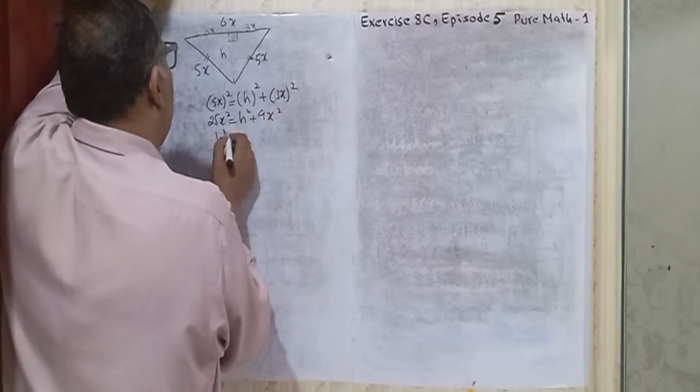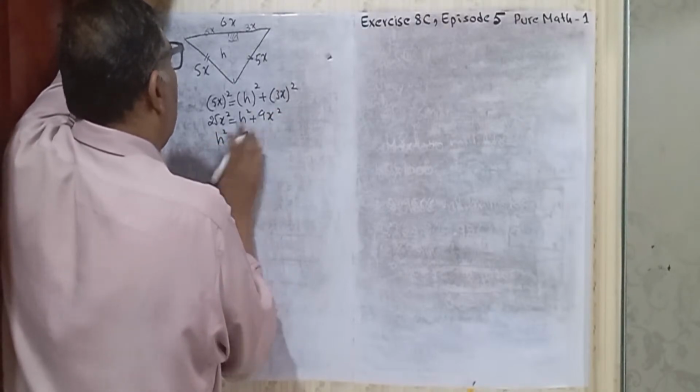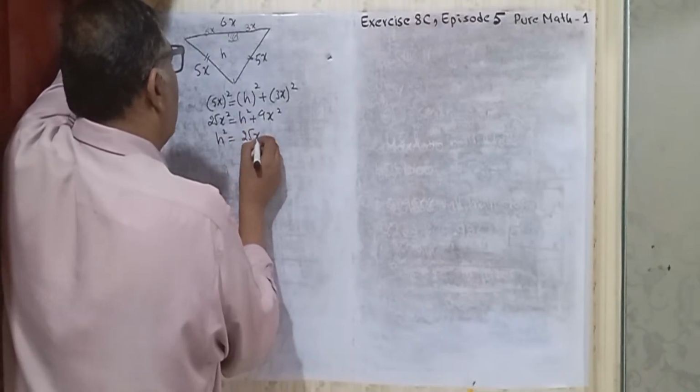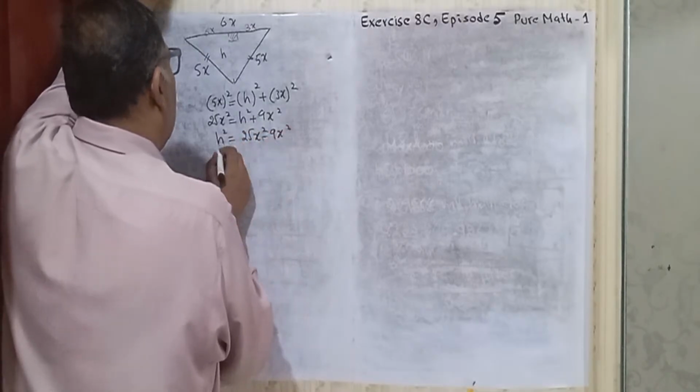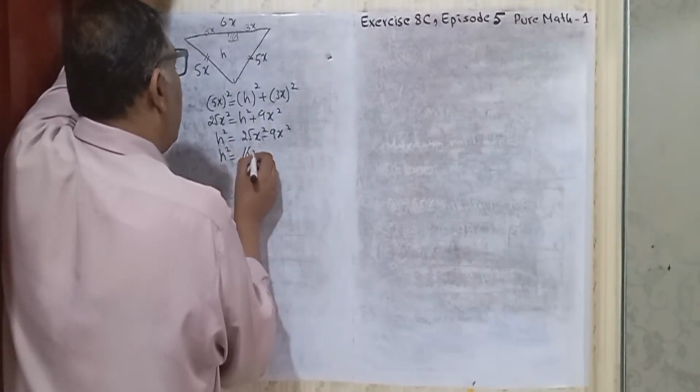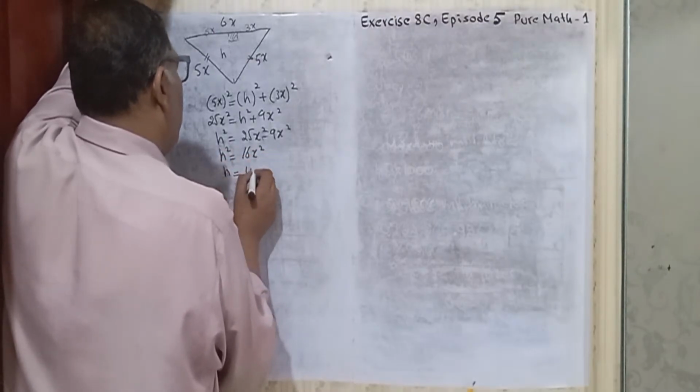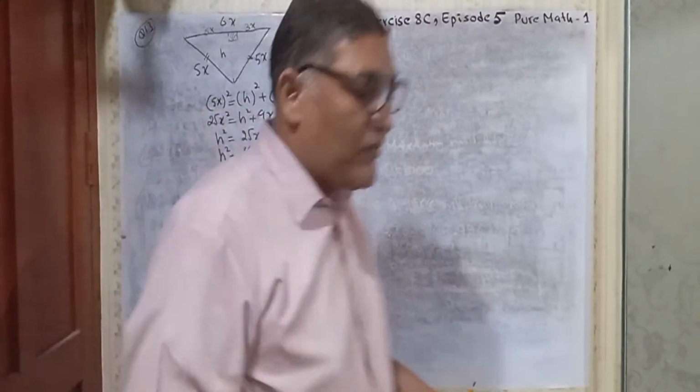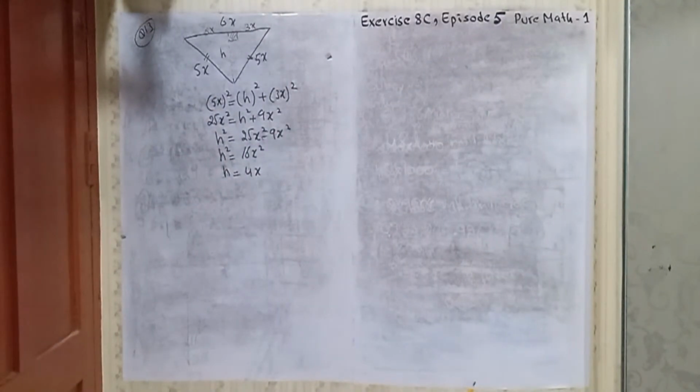So h squared will be equal to 25x squared minus 9x squared, so h squared will be equal to 16x squared. So h will be equal to 4x, because it's a length, so I'm not taking the negative. When you take the square root, the answer is positive and negative, but we are taking only the positive because you know that it's a length, so it cannot be negative.